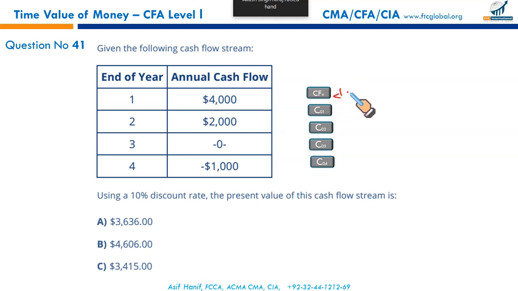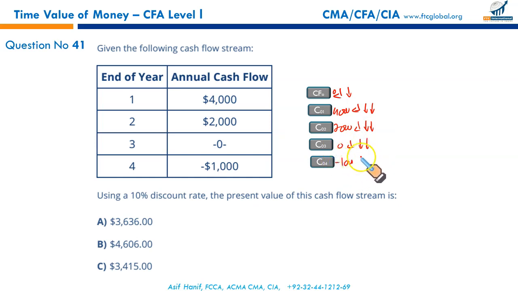Cash flow at year 0 is 0, enter, single arrow key. Cash flow at the end of year 1 is $4,000, since the frequency is just one cash flow, enter, down arrow key twice. Then $2,000, enter, down arrow key twice. Then the third year, there is no cash flow. In the fourth year, there is negative 1,000, enter, down arrow key twice.